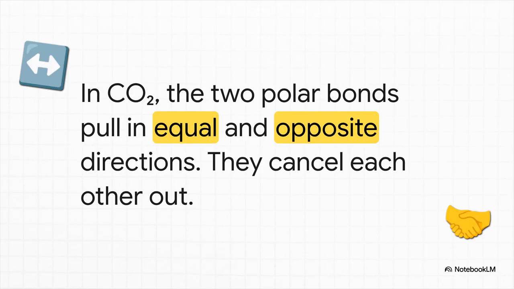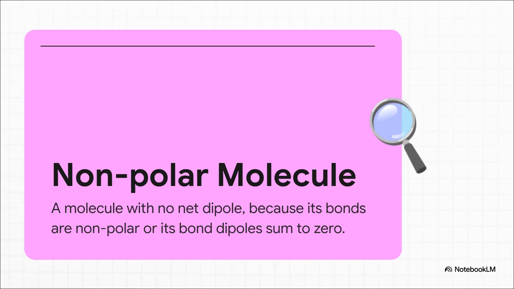In a CO2 molecule, you have two oxygen atoms pulling electrons away from the carbon atom in the middle. But because the molecule is a straight line, they pull with equal force in perfectly opposite directions. It's a perfectly balanced tug-of-war, a total stalemate. The forces cancel each other out completely, leaving no net dipole at all. And that is what makes a molecule nonpolar. It has no net dipole. Now, this can happen because its bonds weren't polar to begin with, or, like we just saw with carbon dioxide, because its symmetrical shape makes all those individual bond dipoles just cancel each other out.